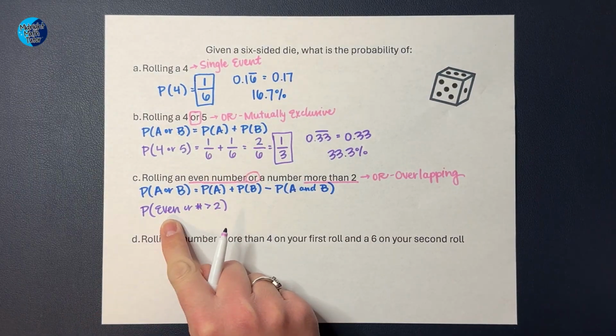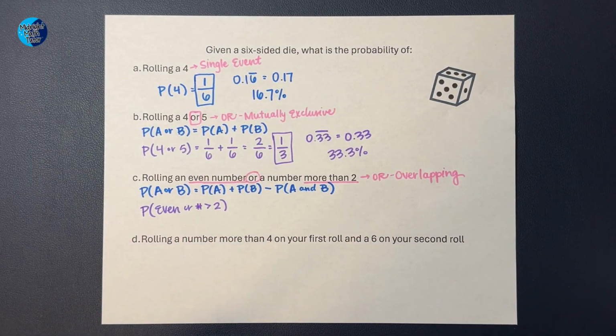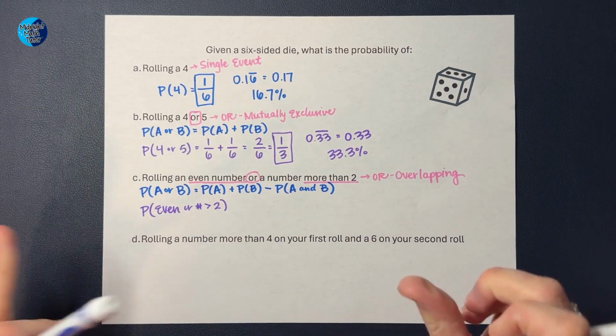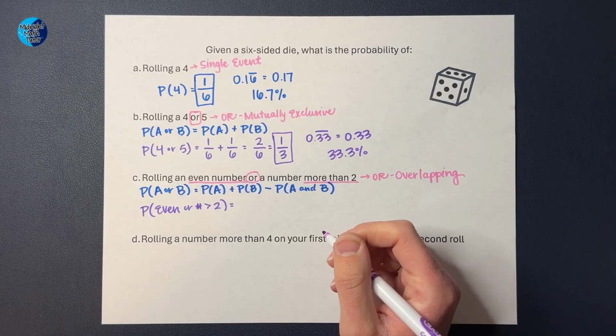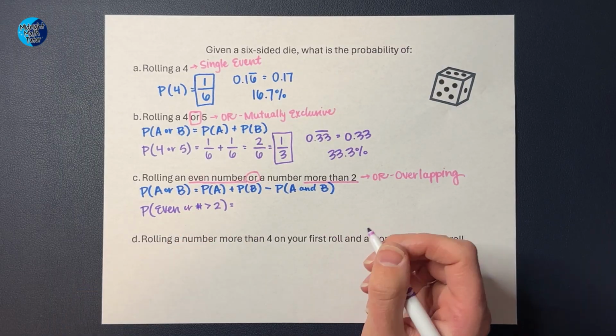Guys, what I'm writing in here is really just to help me remember what I'm doing. It's not like math official, okay? So we want to know what this is. The probability of rolling an even number.